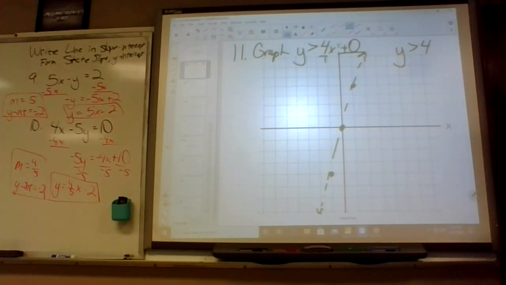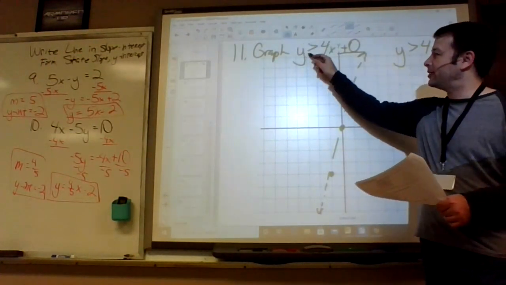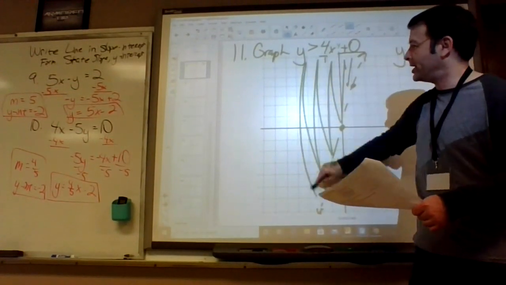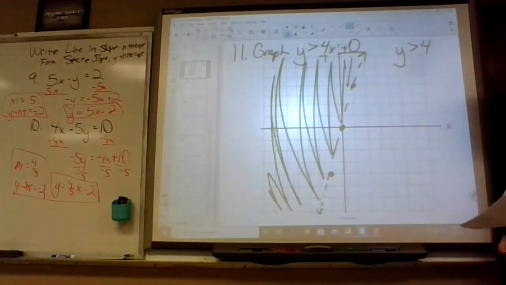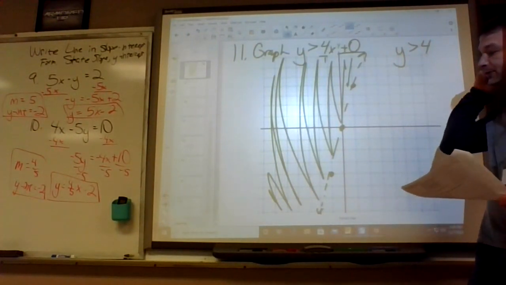All right. Now what do I need to do? Shade the upper half. Y is greater than, so I'm going greater than. So it's all this stuff. Why am I actually shading this? Because it could be any point along the shaded line. Any point in that shaded region is an answer.